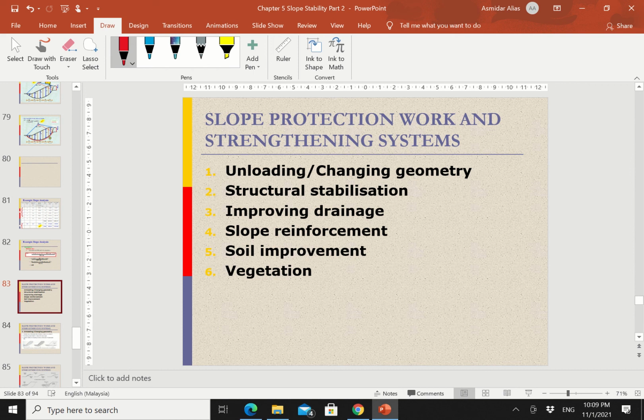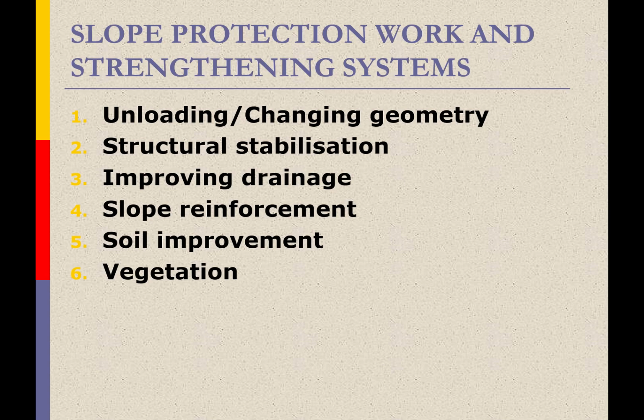Okay, the last part for this discussion will be slope protection works and strengthening systems. This is what we want to ensure, that our slope is stabilized after you have done your construction or design in the slope, and we need to do some modification if there are some uncertainties in your construction. So these are the things that can be done, the slope protection works and strengthening systems. The first one is unloading and changing geometry.